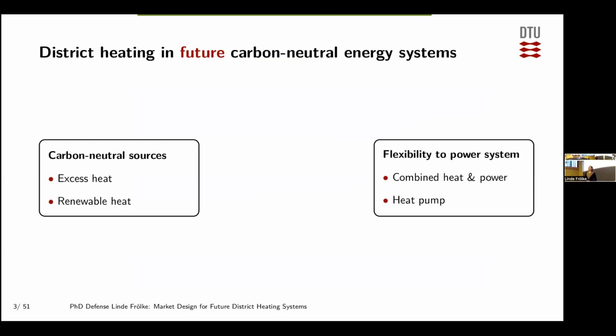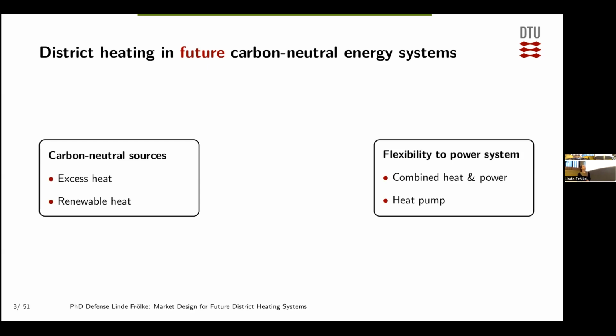The second reason is that it's often envisioned that district heating should provide flexibility to the power system, because these two systems are physically linked. First of all, by, for example, combined heat and power plants that produce both electricity and heat, and also by heat pumps that use electricity to generate heat.